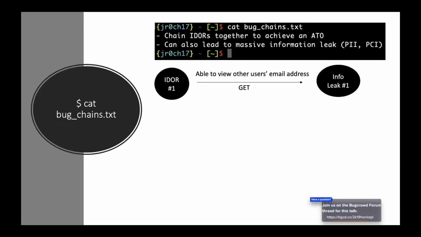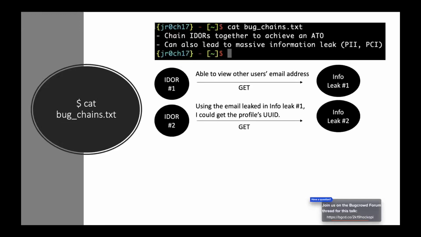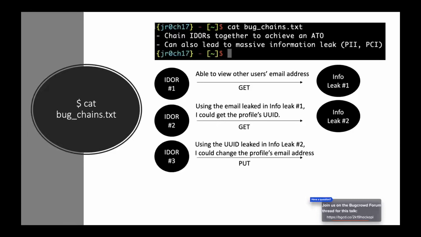So I had my first IDOR. This was again a 9-digit ID, which in the response revealed my victim's email address. This was a simple GET request. Then the second GET request, another IDOR, by using the victim's email address, I was able to get their profile's UUID. And then the third one was a PUT, where by using their UUID, which I got from my second IDOR, I was able to change their email address. So I was one step closer to getting an account takeover.